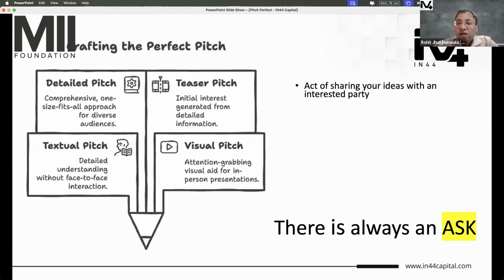If you're fundraising, you say, you know what, I am fundraising. I'm raising 1 crore, 50 lakhs, 2 crores, would be part of the investment. There is always something that you're asking the audience to do, and that is when it becomes a pitch. If your entire deck doesn't have something for the other party to take a decision on, it is not a pitch. It is just an information deck.